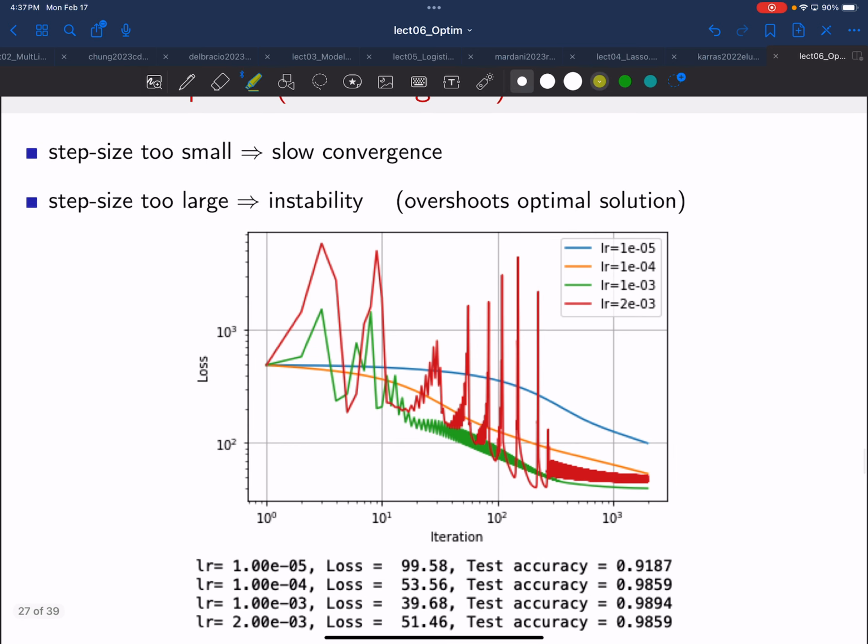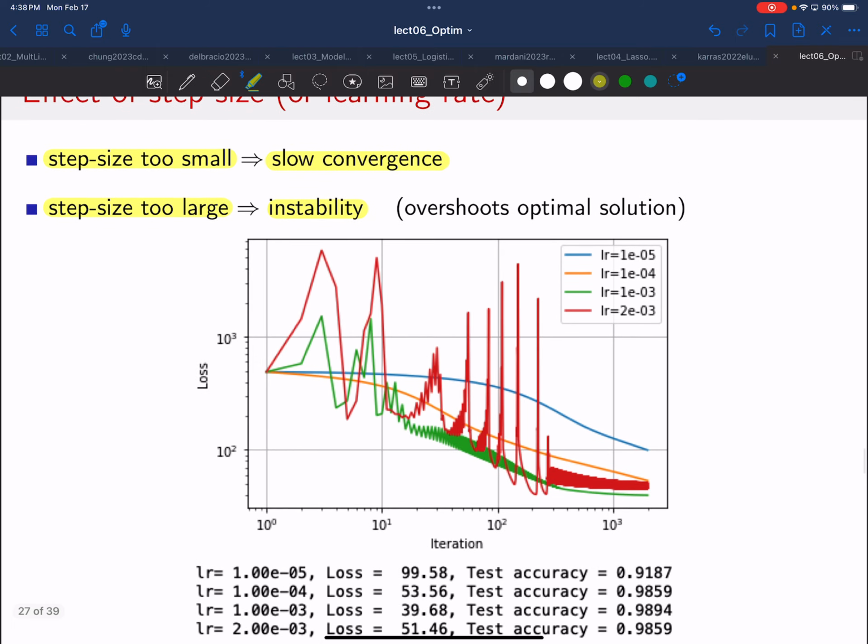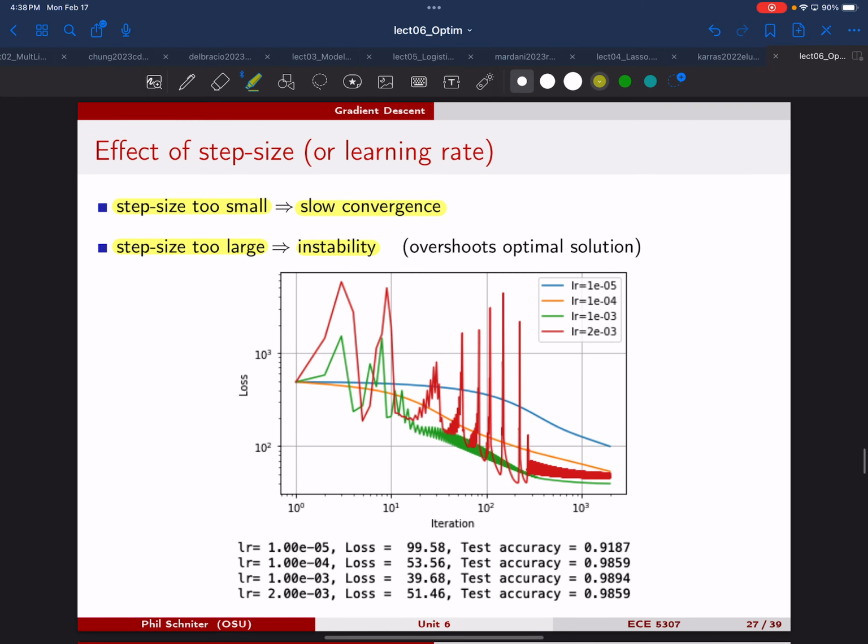Okay, so overall, when the step size is too small, you get slow convergence. But if the step size is too large, we get instability. So we want to really find the correct step size. Okay, any questions? Okay, great.